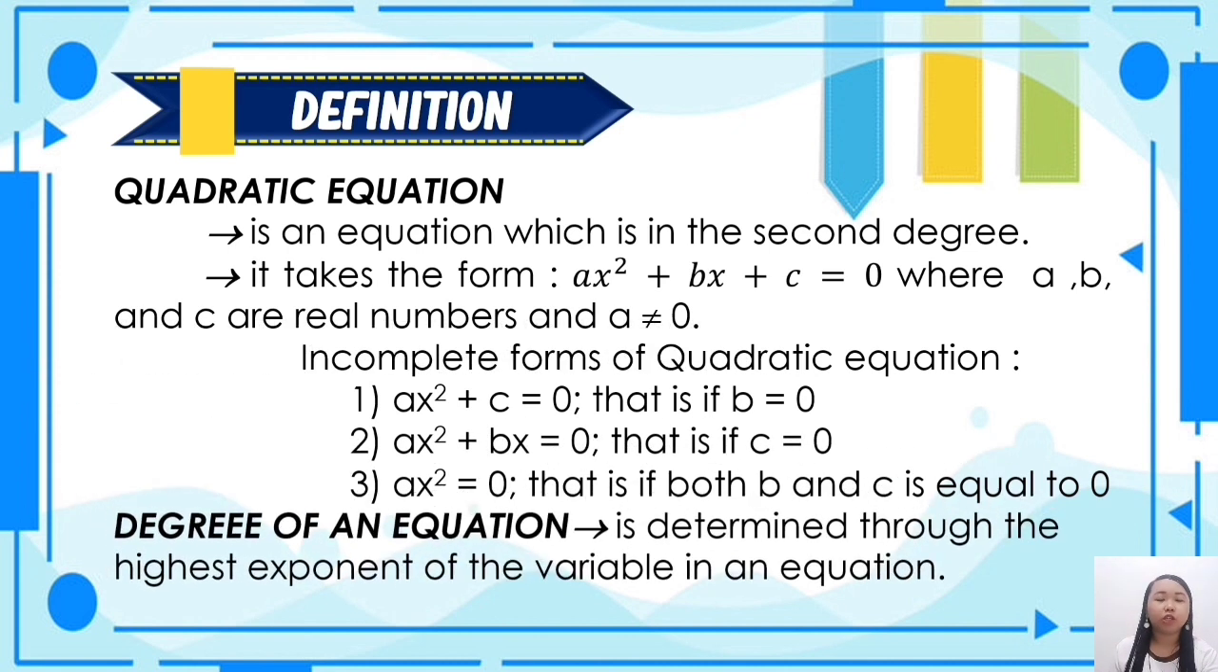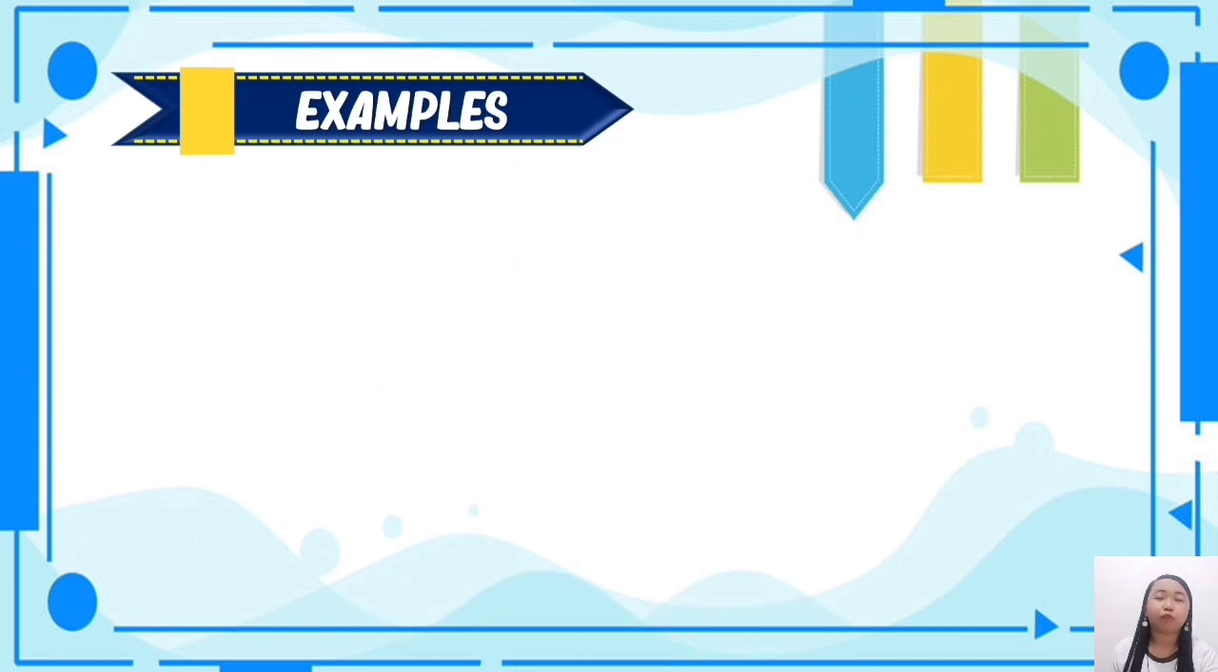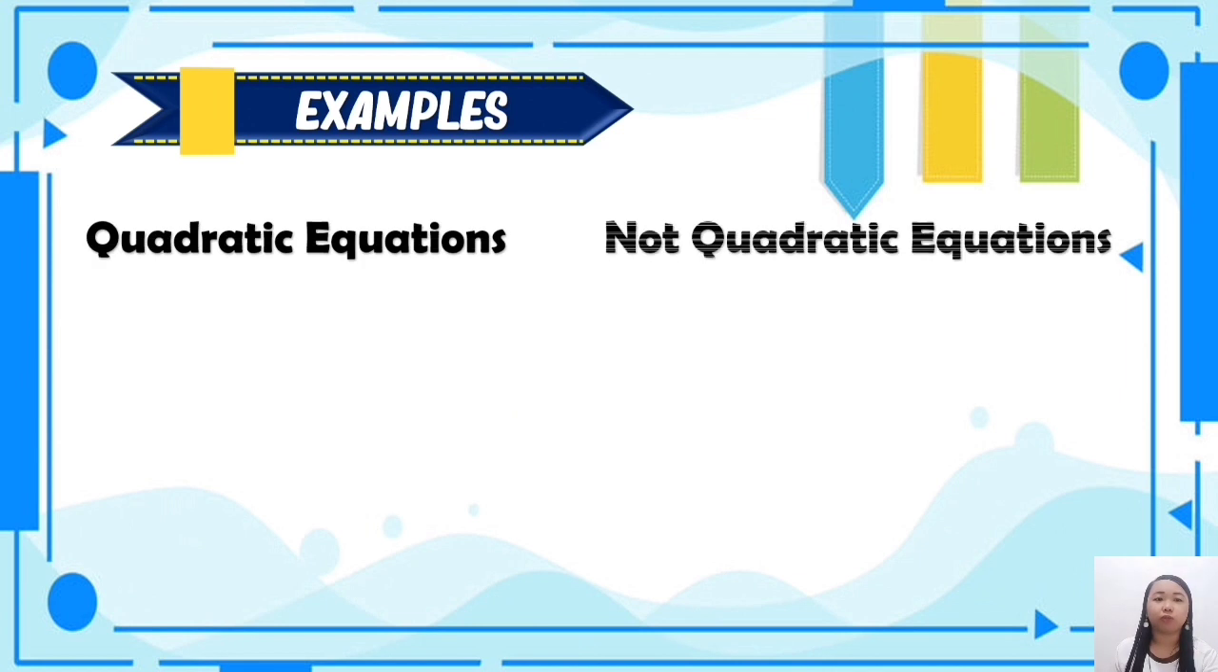Degree of an equation is determined through the highest exponent of the variable in an equation. In this case, in a quadratic equation, the degree must be 2. So here are some examples of quadratic equation and not quadratic equation.